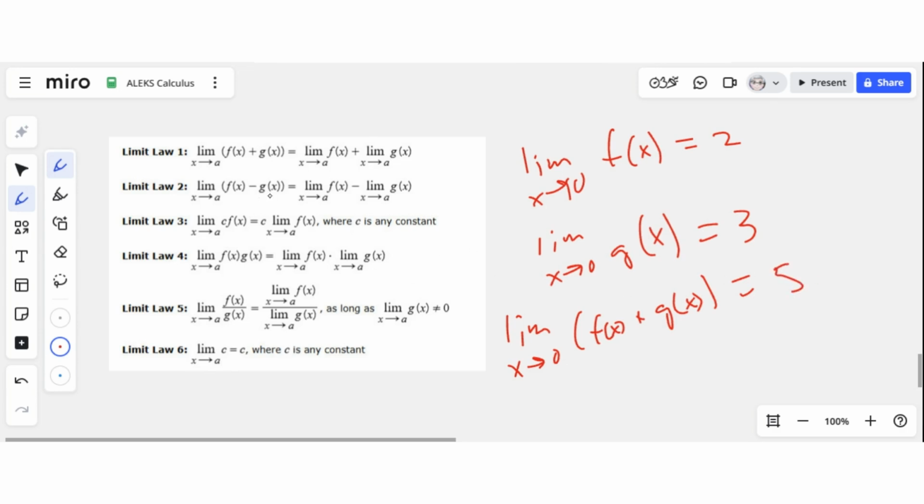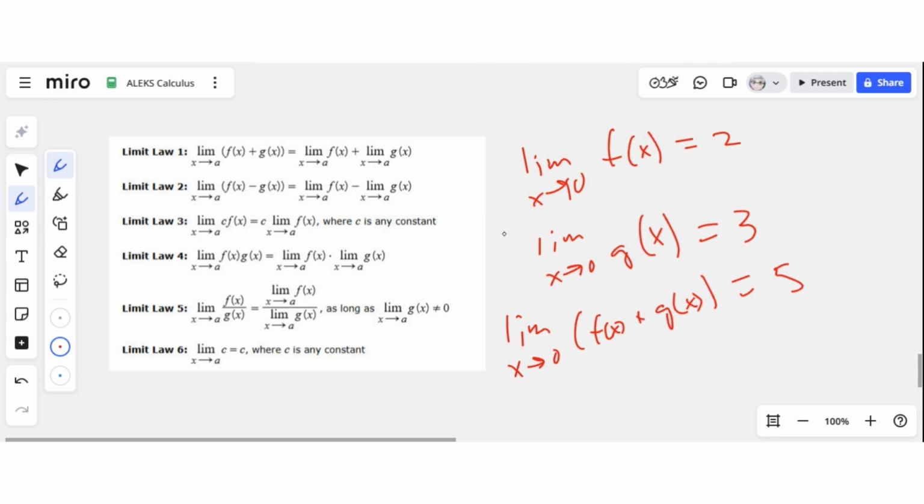And the same goes for the other normal mathematical operations. For subtracting 2 functions, you can just subtract the 2 limits of the individual functions. For multiplying functions, you can multiply the limits of the 2 functions. Law 3 is a little bit different. This c is a constant.